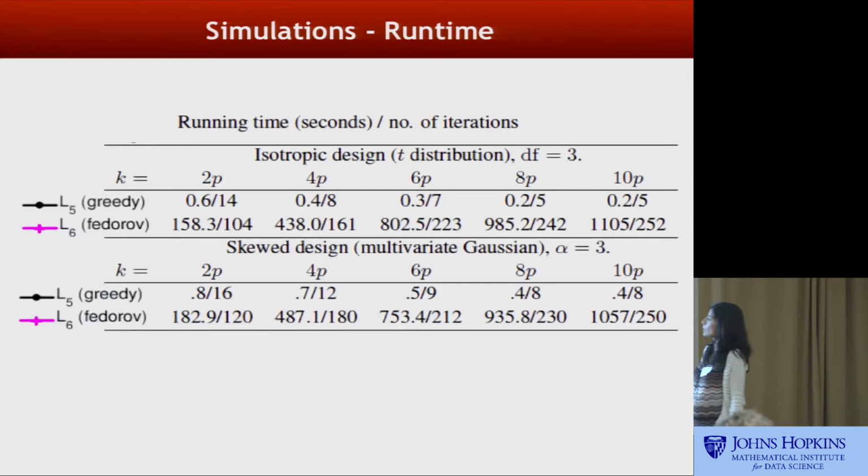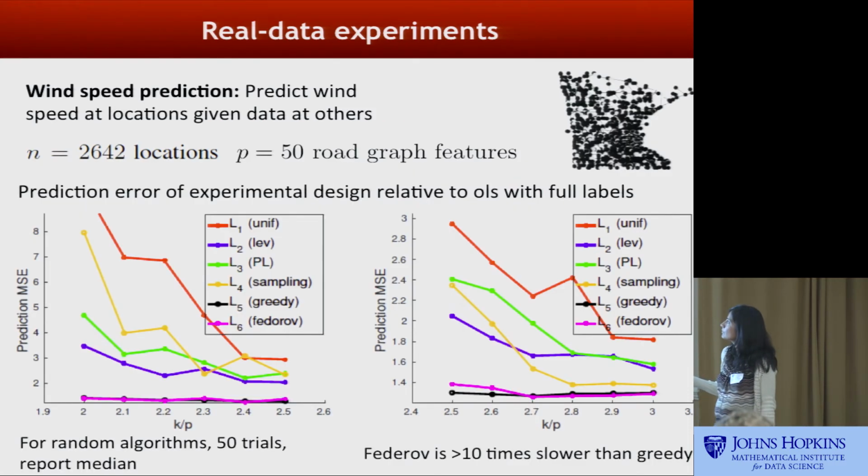This is just a runtime comparison saying that you get orders of magnitude difference between, let's say, our greedy algorithm and the Fedorov one, which is implemented. Whether you compare in terms of runtime, which is the first quantity, with about a 1,000 times difference in runtimes, or number of iterations, again, it is a difference of hundreds of times.